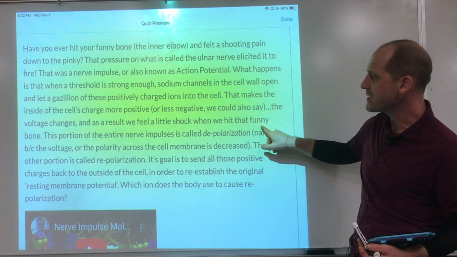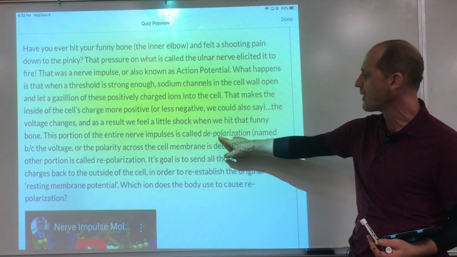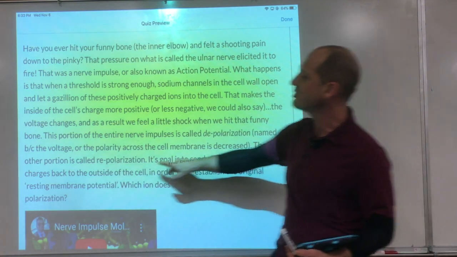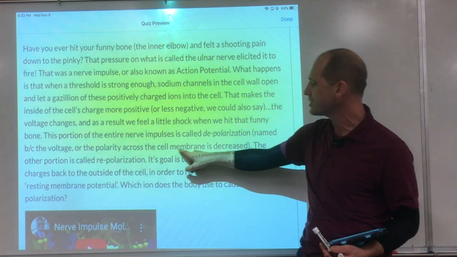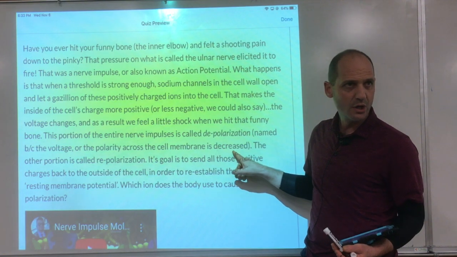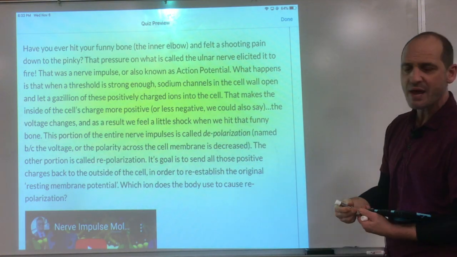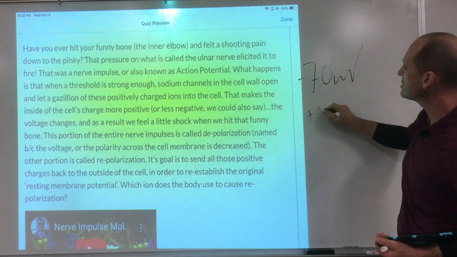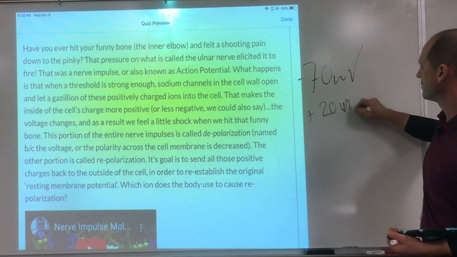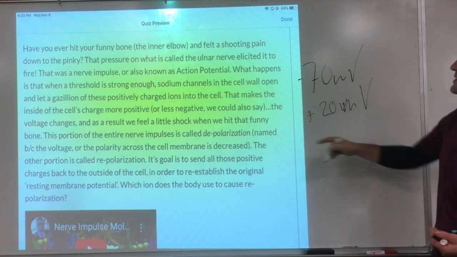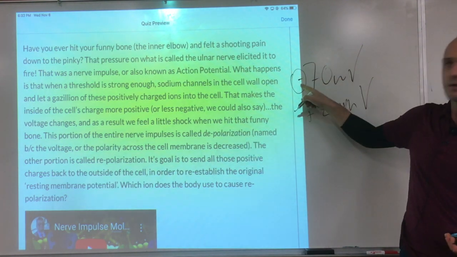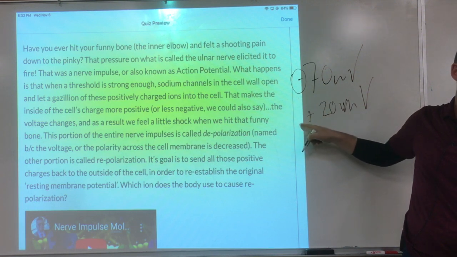This portion of the entire nerve impulse is called the depolarization. It is named because the voltage or the polarity across the cell membrane is decreased. So let's say we have a resting membrane potential of negative 70 millivolts, we go to positive 20 millivolts. That's depolarization. This becomes less, and actually flips to the positive.